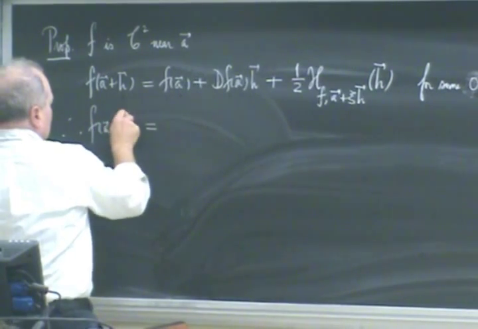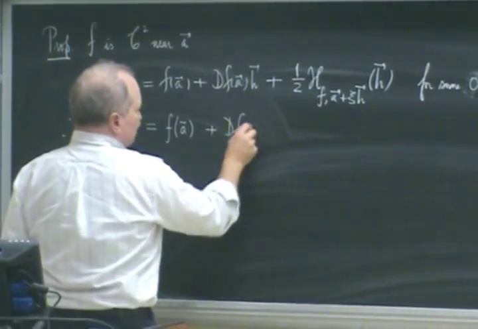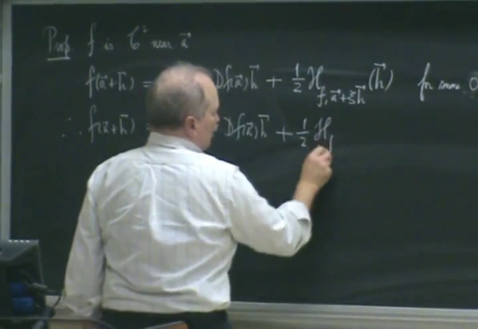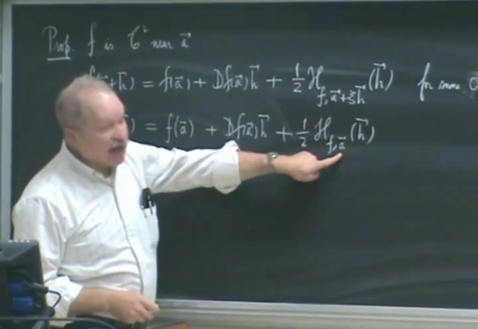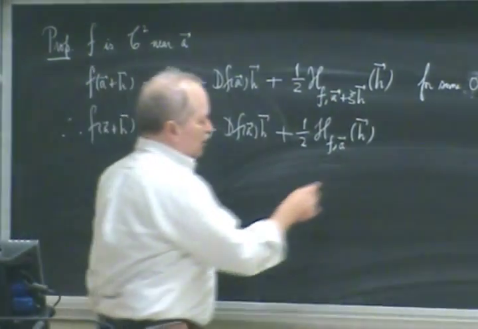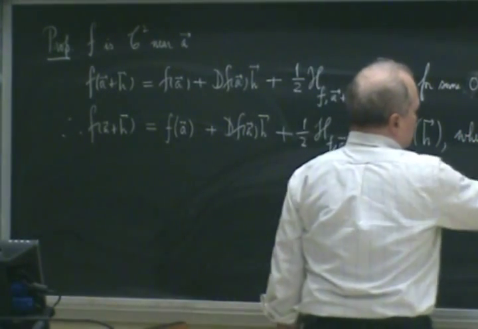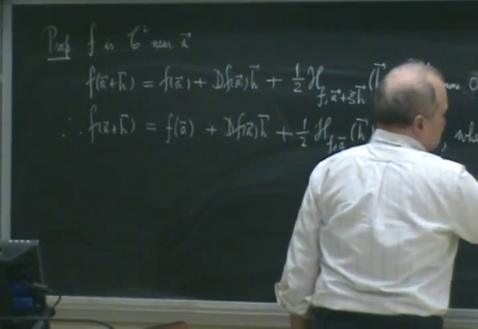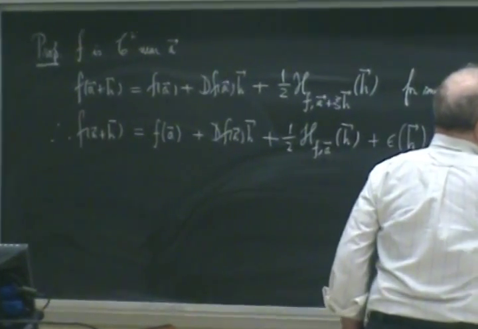you can use what masquerades as the second degree Taylor polynomial at A. It uses the Hessian at A, but now you're not entitled to say it's equal. Now you have to allow some error. And the error is going to be small compared to the magnitude of H squared, at least for small enough H. Okay.